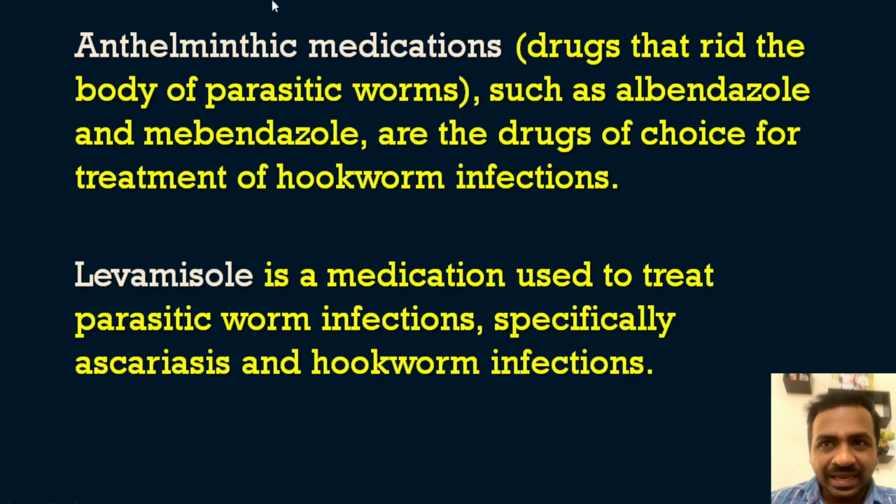So you know that anti-helminthic medicines are the drugs that rid the body of parasitic worms. In that, albendazole and mebendazole are the drugs of choice. Okay, classical drugs which are used for the treatment of hookworm infestations or infections. Then another drug, that is levamisole. It is a medication which is used to treat parasitic worm infections, especially ascariasis and hookworm infection. So for hookworm infection we can use albendazole, mebendazole and levamisole.